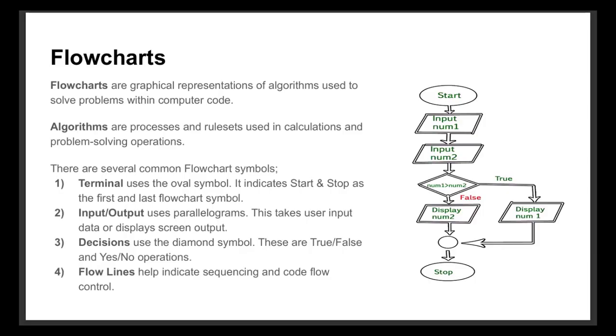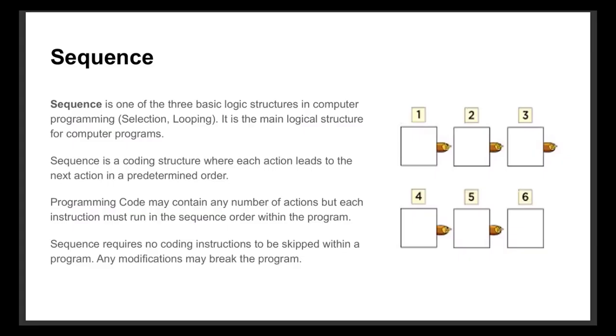Now in the second half of this episode, we're going to discuss the three basic structures that we use within our logical structure in our computer code. The three logical structures to understand are sequence, selection, and looping. Sequence is the main logical structure in our computer programs. It's a coding structure we use to put all of our different coding commands in a predetermined order.